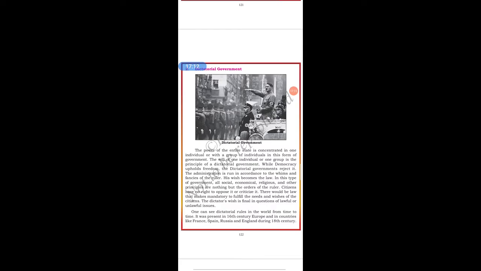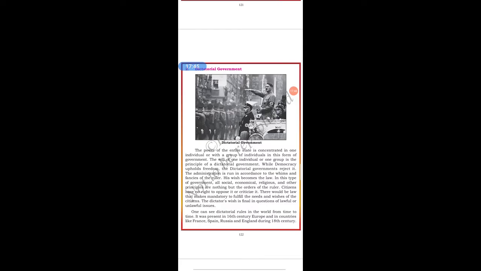According to the ruler, whatever he wants the people to do, they have to do in this form of government. So his wish becomes the law, the wish of the person, dictatorship. The person who is a dictator, according to his will, the government should be run, and whatever he wishes, the wish will be the law. In this type of government, all social, economic, religious and other principles are nothing but the orders of the ruler. Citizens have no right to oppose or criticize it.